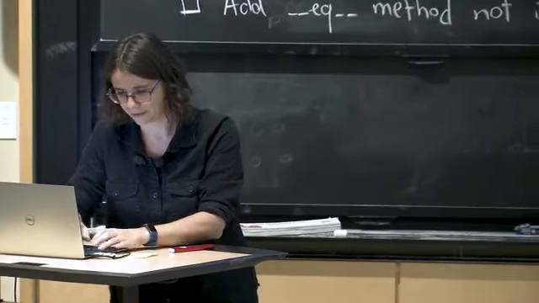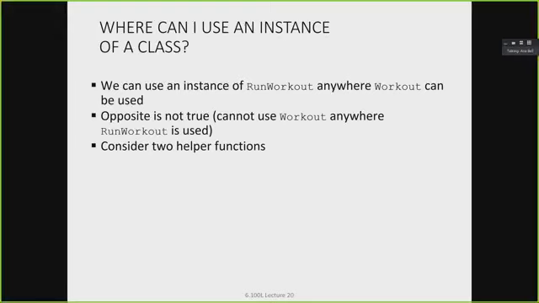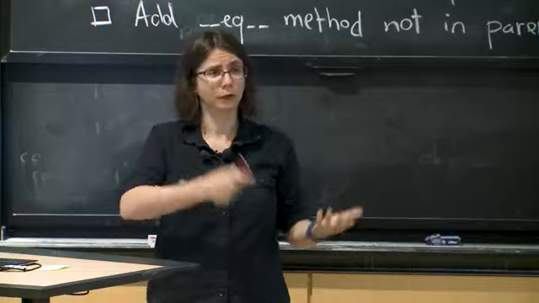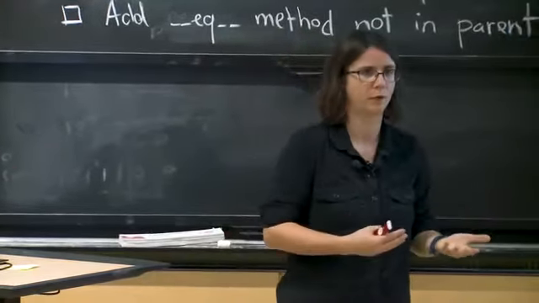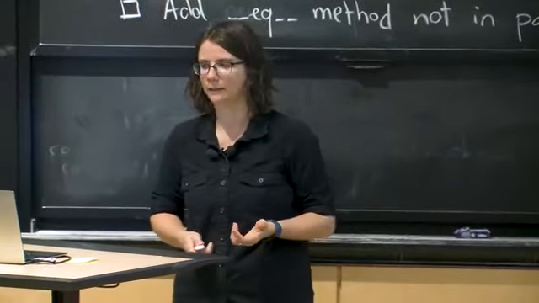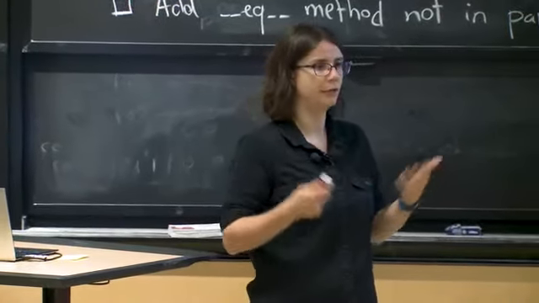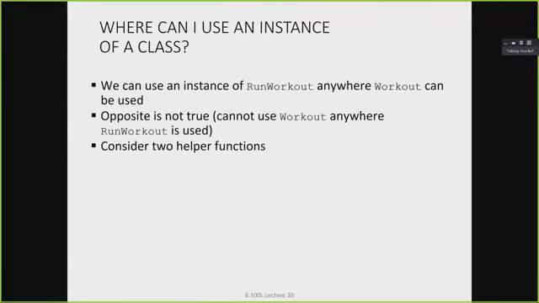So this begs the question, when can we use an instance of a subclass? Well, you can use an instance of run workout anywhere where you can use workout. The way I think about it is, a run workout is a workout. So anything I can do with a workout, I should be able to do with a run workout or a swim workout or any of the subclasses. But the opposite is not true. Run workout has a bunch of other specific things that it can do, and of course, a regular workout is not going to be able to do those specific things.